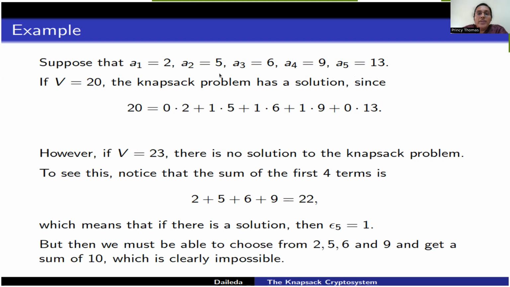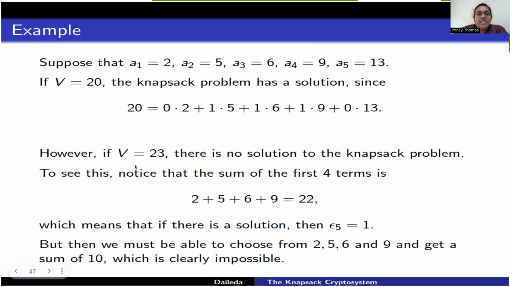Okay, so if you look over here, 5 plus 6 is 11, and 11 plus 9 is 20. So if we put A2, that is, epsilon 1 will be 0, epsilon 2 will be 1, epsilon 3 will be 1, and epsilon 4 will be 1, and epsilon 5 will be 0. Then in that case, 5, 6, and 9, that is A2, A3, and A4, will be included. Look over here, so this has become equal to 20. So there is a solution for this particular V equal to 20.